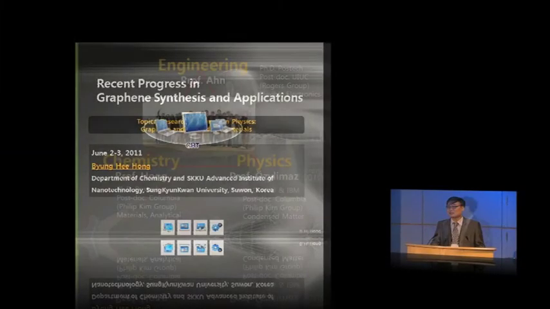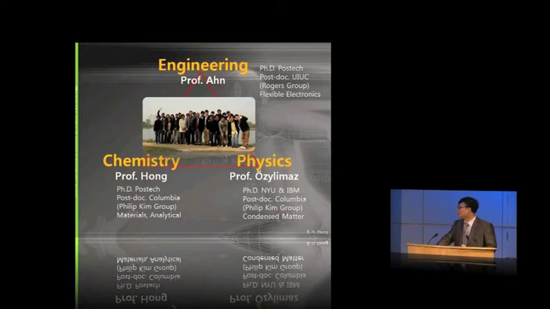Much for the invitation. Before I start, I'd like to emphasize the collaboration between these physicists and engineers with a chemist. Actually, I'm working with Professor Ozelmaz in NUS and Professor An from John Rogers Group, who is an expert in flexible electronics. Together with more than 20 members in our group, we are working very hard toward the real applications of graphene. I also have many industrial collaborators, including Samsung and LG.